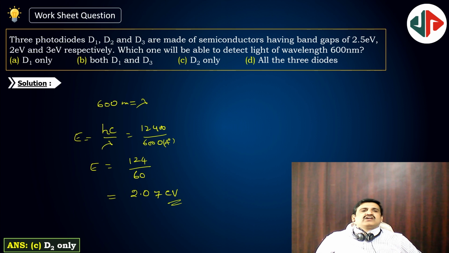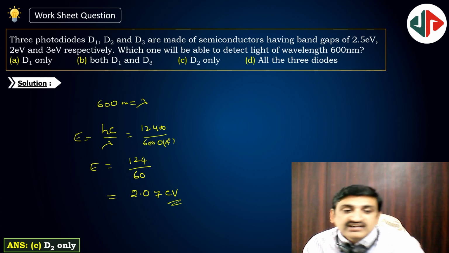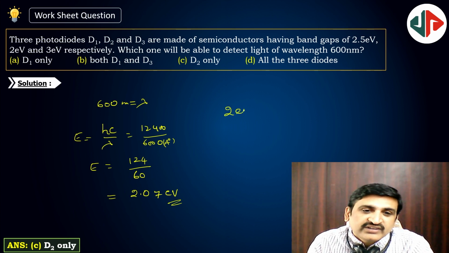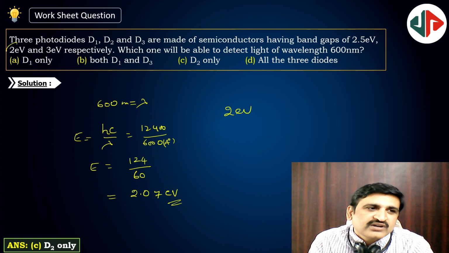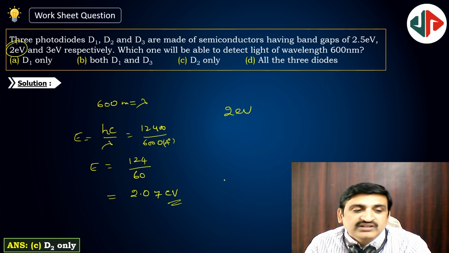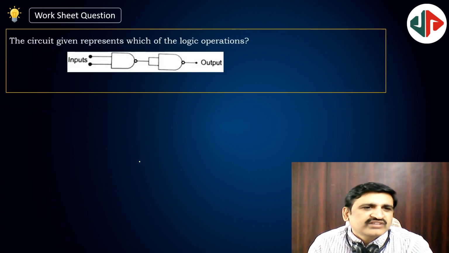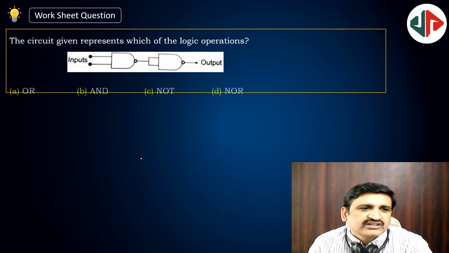Exact value? No, not exact value. If 600 nanometers light falls on it, okay, it is 2 only, not 2.7. Yes, correct. It's 2 electron volt only. So only D2 will respond, or lesser ones will respond. 2.5, why and how will it respond? Correct one. Yes.